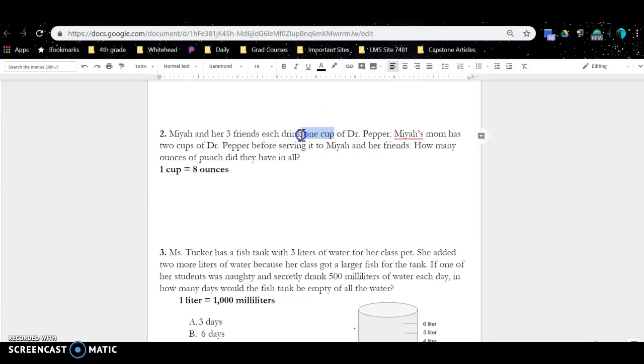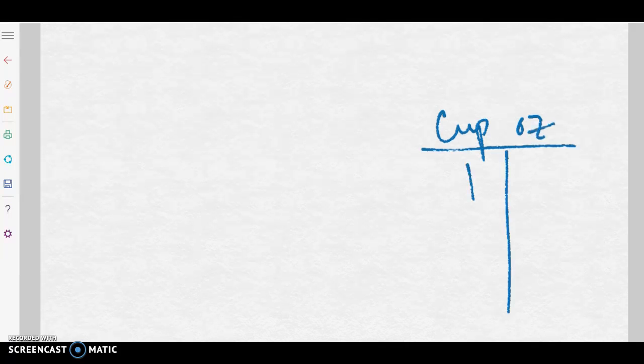Well, first thing I notice is that Maya and her 3 friends are going to drink 1 cup, and then her mom's going to drink 2 cups. I have to figure out how many cups have been drunk, and then I have to convert it to ounces. I know 1 cup is equal to 8 ounces, so I can draw my conversion chart. Cup to ounces, 1 cup is equal to 8 ounces. The relationship is times 8.